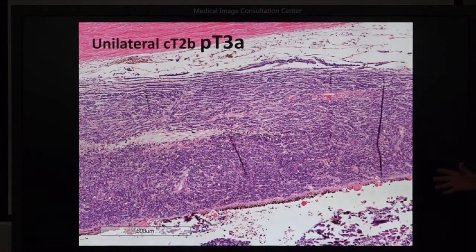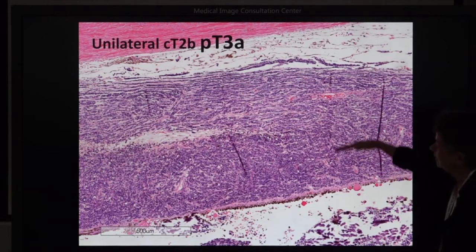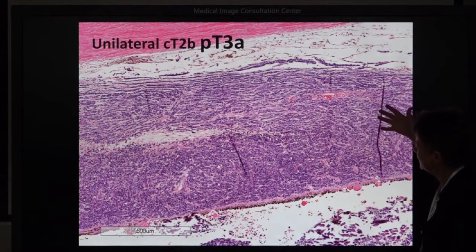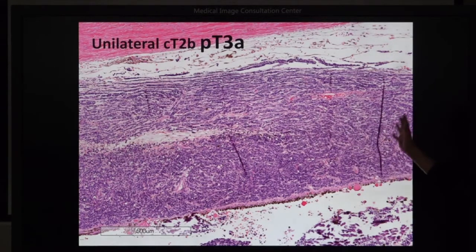It's just another view of it, so you can see it. It's really invading the choroid, and it even has some structural changes, but it's not in the ciliary muscle. The ciliary muscle is clear, anterior.